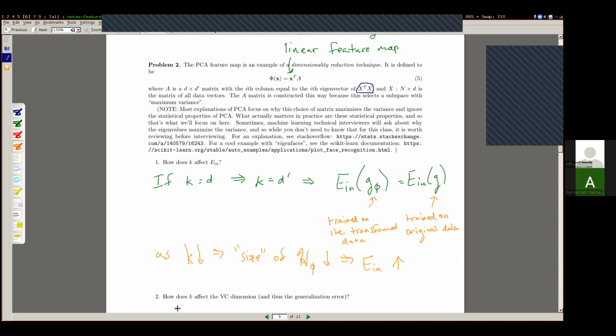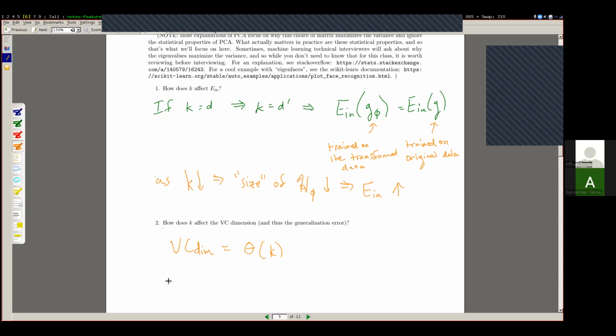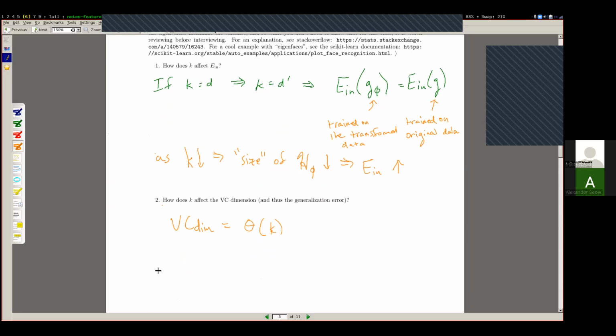The VC dimension, though, will be equal to theta of K. And so decreasing K will decrease the VC dimension. So, write down: K down implies the VC dimension down, which implies my generalization error, E_n minus E_out, also goes down like that.